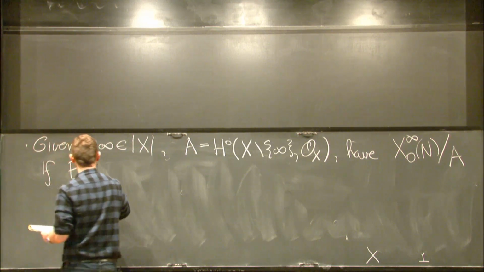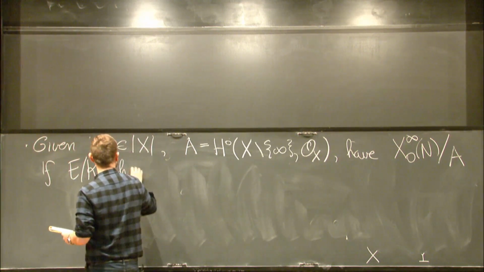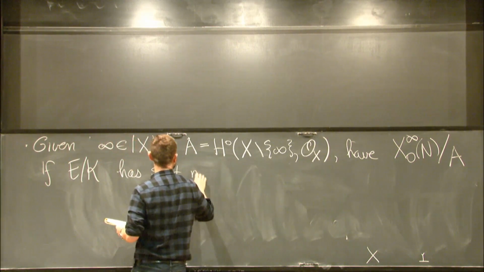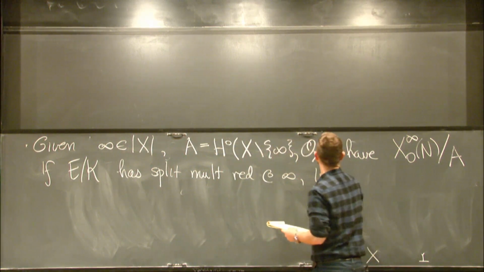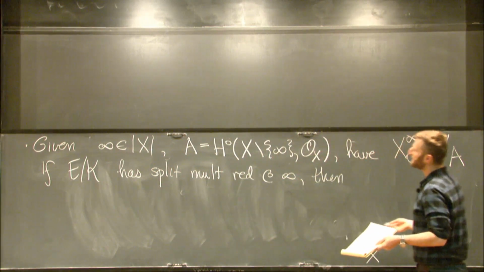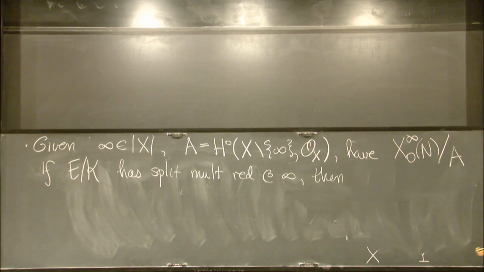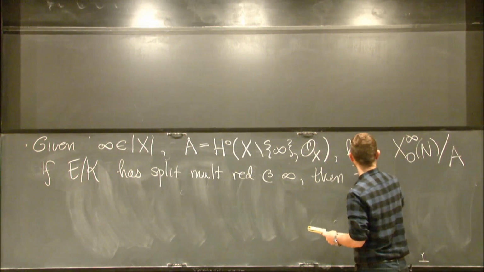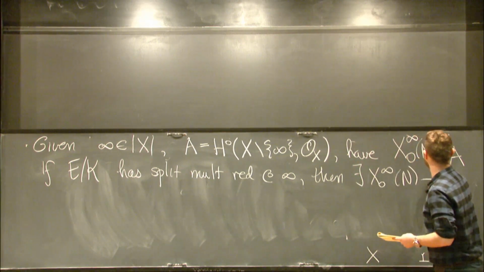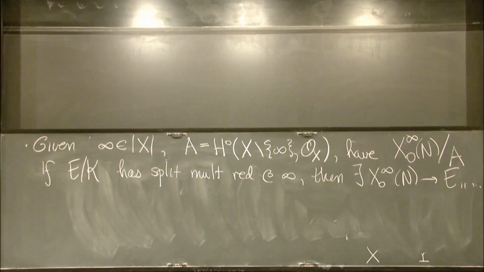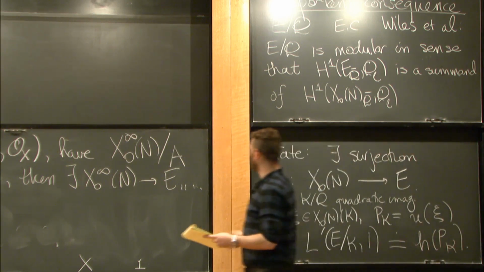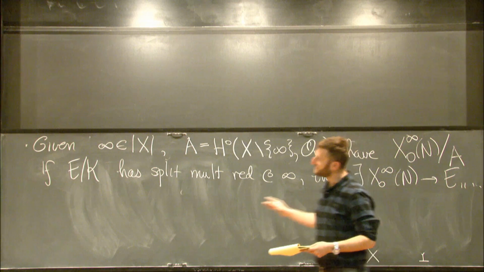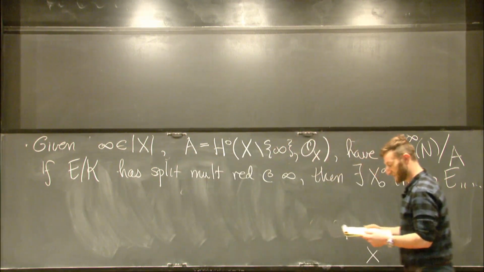If I've got an elliptic curve E over the function field K, and this has split multiplicative reduction at the point infinity, then E is modular in both senses described here, owing to Tate's conjecture. There exists, again, this modular uniformization of E, and so on, meaning you can recreate everything that's going on in this story with Heegner points and whatnot. So that's nice. Again, it's not going to tell you much in the case of higher rank elliptic curves, though.